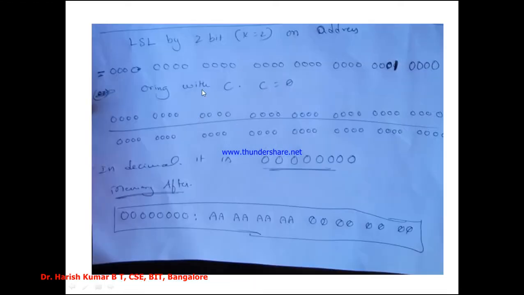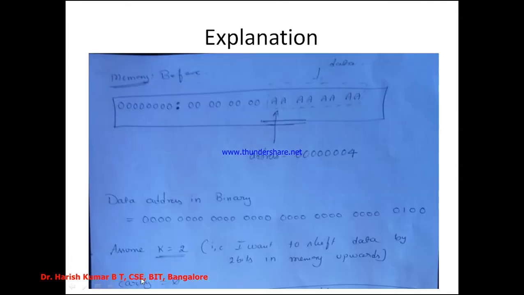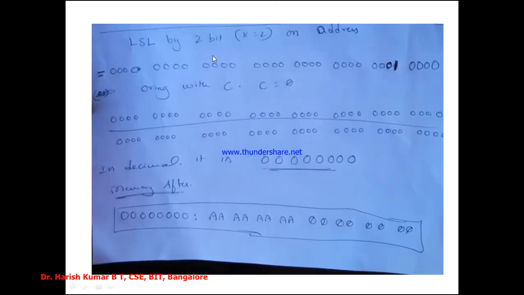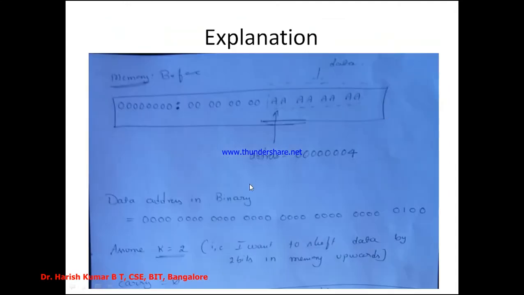Now, since I'm doing a 2-bit shift, if I go to the program, you can observe here that x is left shifted by 2 bits. Now the k value is 2. Here it is a logical shift left by 2 bits, that is k is equal to 2, on the address. Now on this address, which is written in binary, if I perform a 2-bit left shift, what will happen?